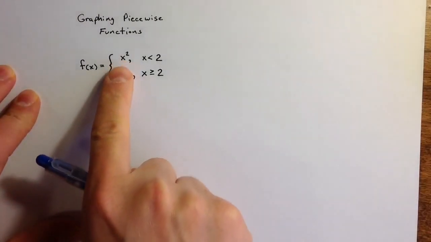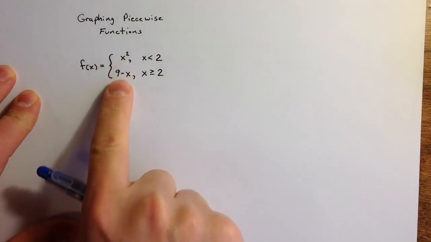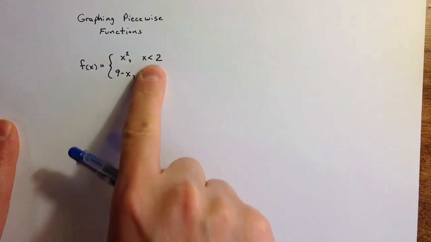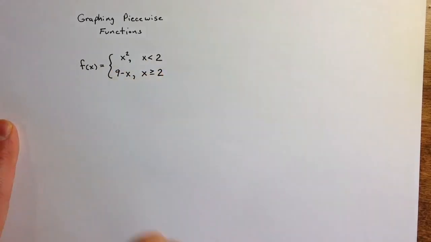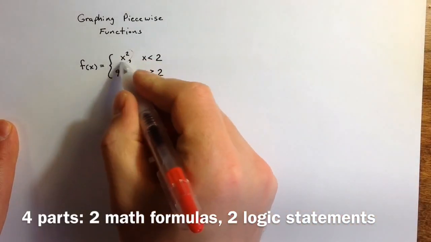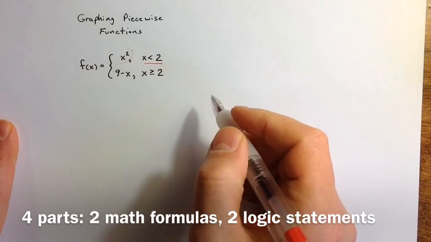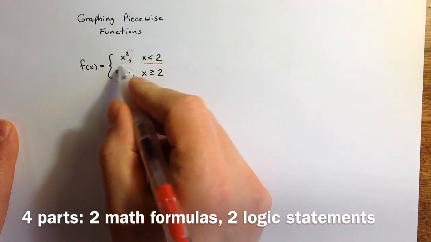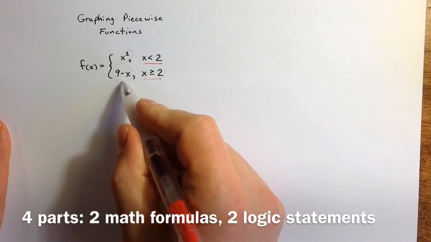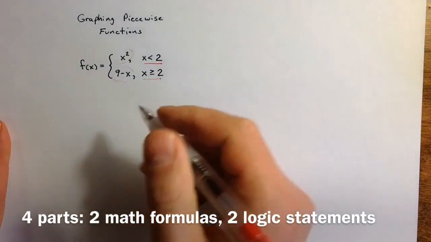A piecewise function defines the function using different formulas for different values from the domain. And so there are really four parts to this expression that we need to keep track of. There's the formula for x values that are less than 2. There's the formula for x values that are bigger than 2. And so each of those represents a different part.